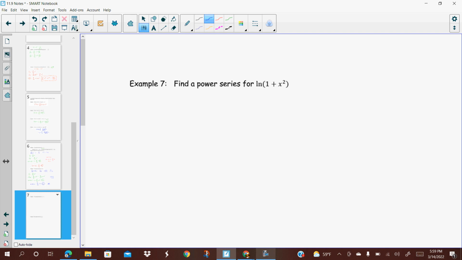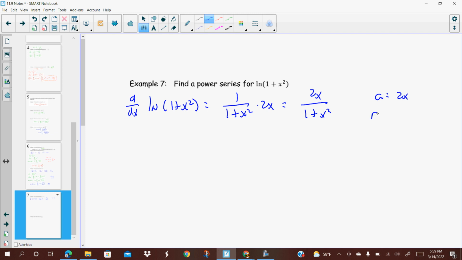Okay, let's find the power series for the natural log of 1 plus x squared. Same general idea. Let's get it into a form of a over 1 minus r. Take a derivative. So if we take the derivative of the natural log of 1 plus x squared, that is going to be 1 over 1 plus x squared times the derivative of the inside, which is 2x. So really what we get out of that is 2x over 1 plus x squared, which means a is 2x and r, again, is negative x squared.